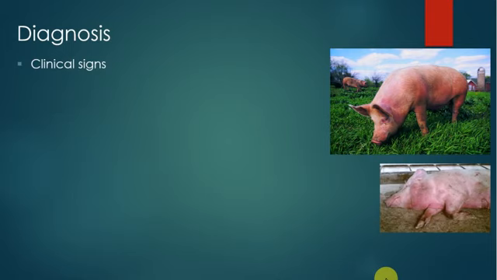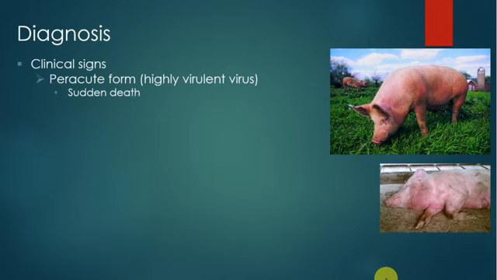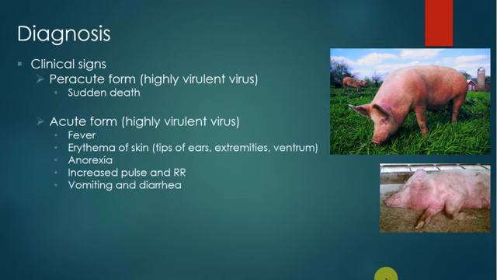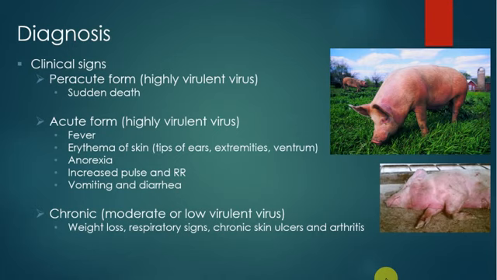So just how we diagnose this, first thing you do, you look at clinical signs. The peracute form is the actual sudden death. You won't actually see clinical signs because they'll just die. Acute forms, as you can see in the pictures on your right, show fever. And then erythema of the skin, which is a reddening of the skin, which you can see on this pig here, just the red patches. You can see anorexia, increased pulse and respiratory rate, and also vomiting and diarrhea. And in chronic forms of the disease, you could see weight loss, respiratory signs like dyspnea, chronic skin ulcers, and arthritis.